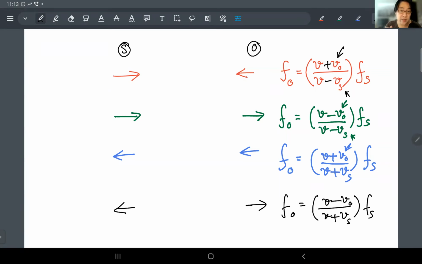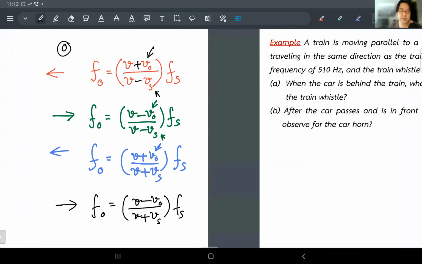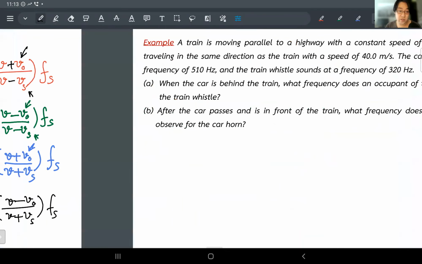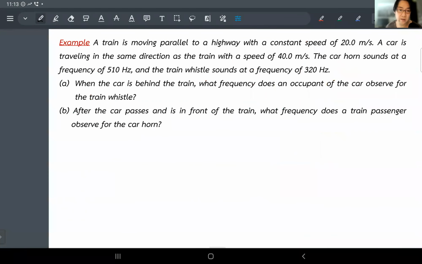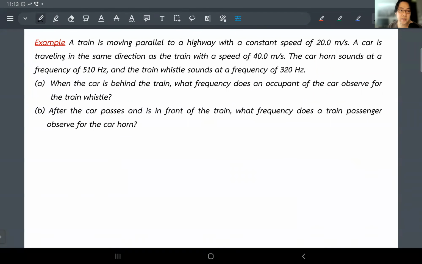Okay, so let's give it an application, and you will see how to apply this. Very simple, guys. Any questions up to this point? Looks good, sounds good. All right, here we go. Now this is going to be a use case of this formula right here. You have a train moving parallel to a highway with a constant speed of 20 meters per second.